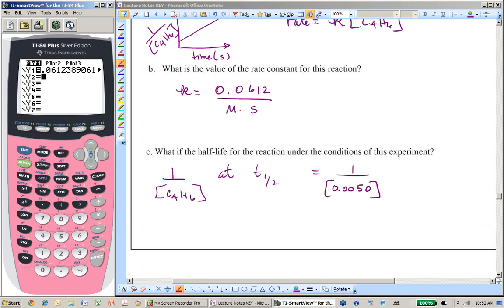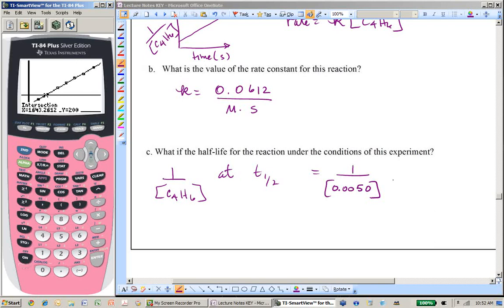Make yourself a line of the reciprocal of 0.005. Why 0.005? One more time. Because 0.01 was our starting amount. When half of that is gone, whatever the time is that has elapsed with that is going to be my half-life. So if I find that intersection and get the x value, then I'll have my half-life. Second trace, intersection, enter. And I'm just hitting enter until the word intersection appears on my screen. There it is, 200.